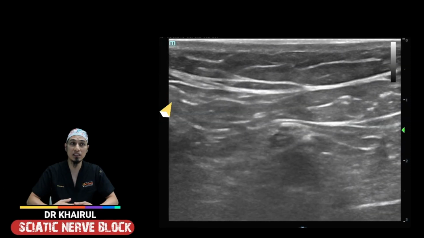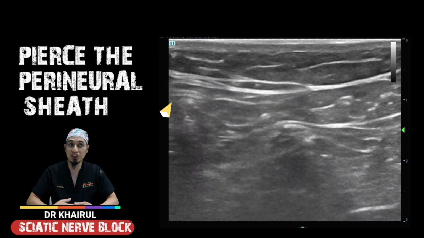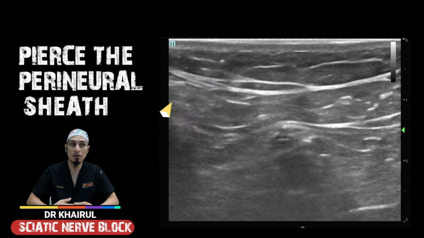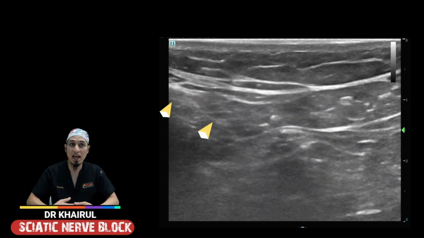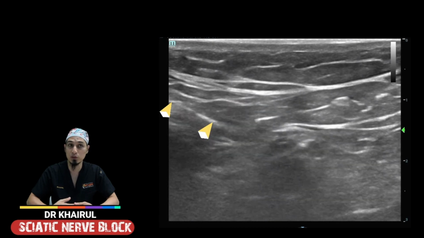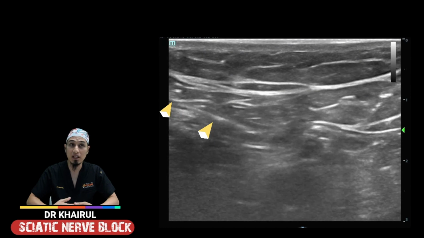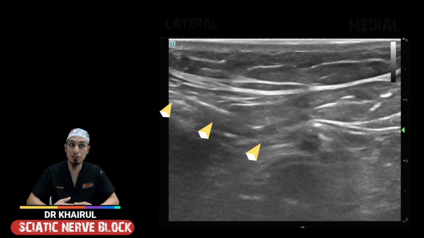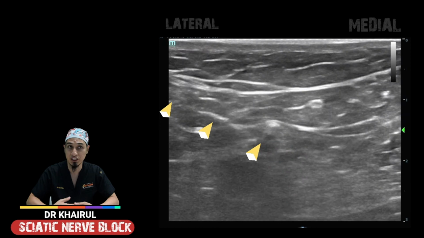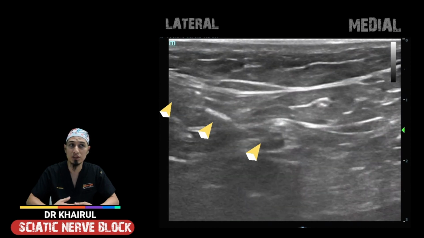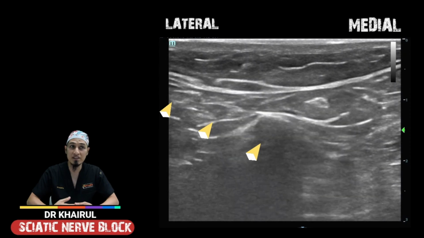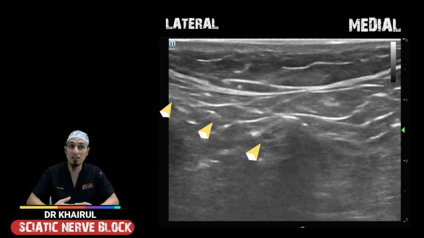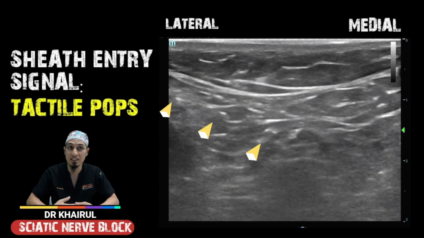After the area is prepared, skin infiltration of lignocaine is injected. Advance the needle tip to pierce the perineural sheath surrounding the nerves. Always aim the needle tip at a tangent to the nerves and the safe zone of connective tissue between them, so that if you inadvertently overshoot when pushing through the tough sheath, the risk of trauma to the nerves is minimized. Entry into the sheath is signaled by feeling for tactile pops as fascial layers are pierced.